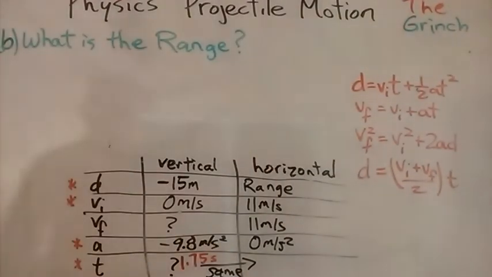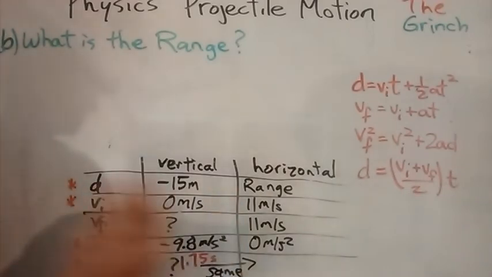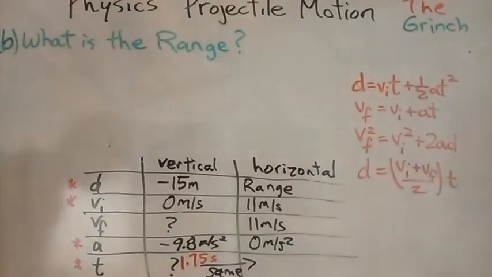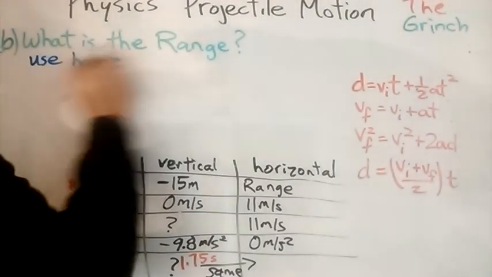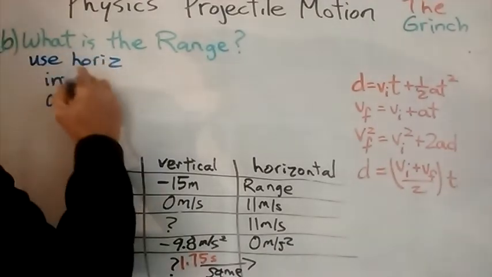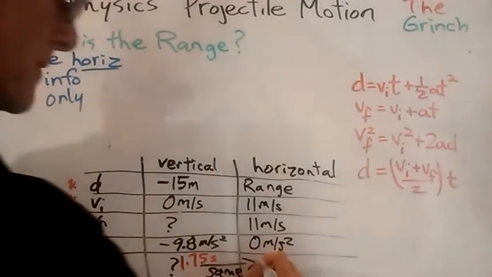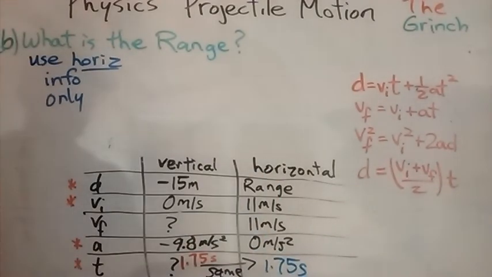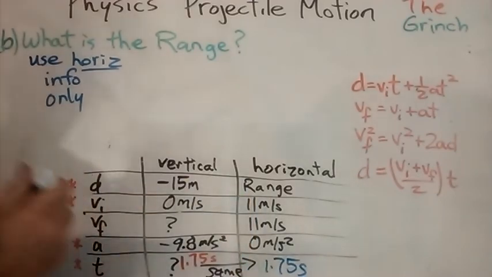A second question could be, what is the range? Like, how far horizontally does it land away from the cliff? That's a horizontal problem. So we have to use just horizontal information. So in this example, we have to use horizontal info only. Horizontal information is all right here. It's the same 1.75 seconds to fall, and I'm trying to find the range. So I could use a lot of different equations, but any one that has D in it is the one that I want to use.